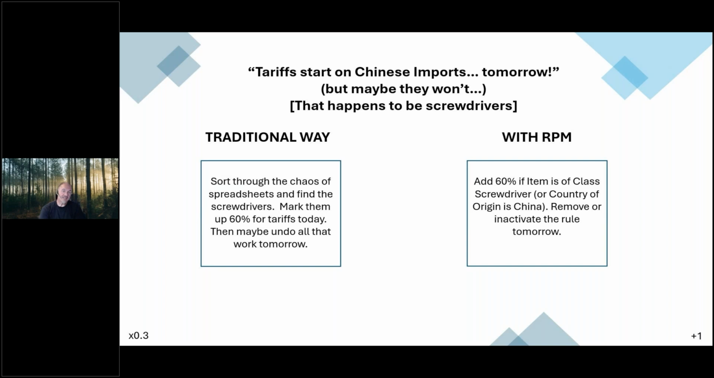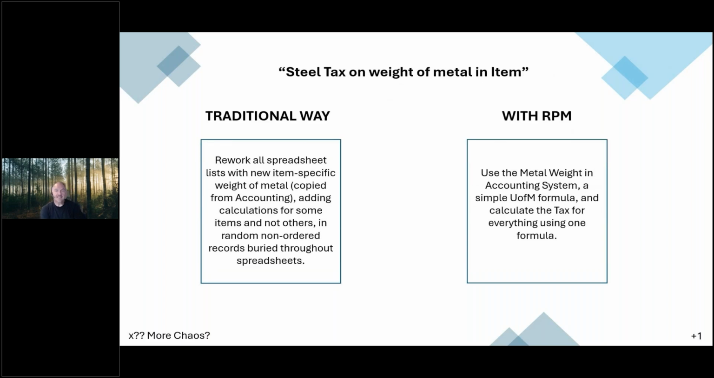But business keeps on changing. Now we suddenly have a steel tax based on the weight of the metal in the item. Back in our inventory list, most of those things, the level, the handsaw, the screwdrivers, they contain metal, but in varying amounts. So you likely have the varying amount of metal in your inventory system inside of your accounting system. But in the traditional way, you're going to have to rework your spreadsheets again. You're going to take item-specific sheet after sheet after sheet, add this new column of weight information, create a bunch of calculations, and I don't know how many records you have, but it's a lot more chaos.